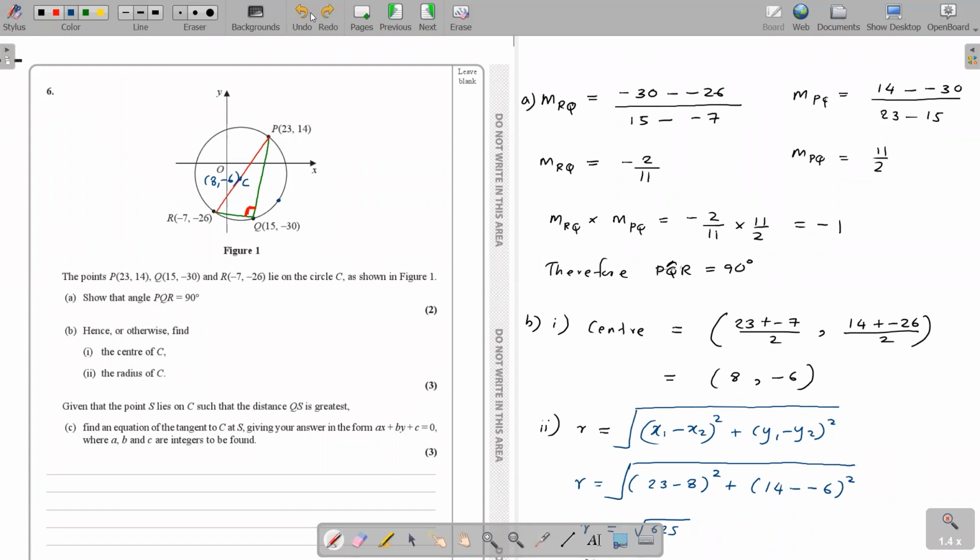Where do you think is the greatest distance from Q? Now I want another point on this. Shall I erase these other lines? Okay, let me erase these other lines. So this is point Q. I want another point called S, which is situated at the greatest distance away from Q, but it lies on the circle. So where do you think that point S will be?